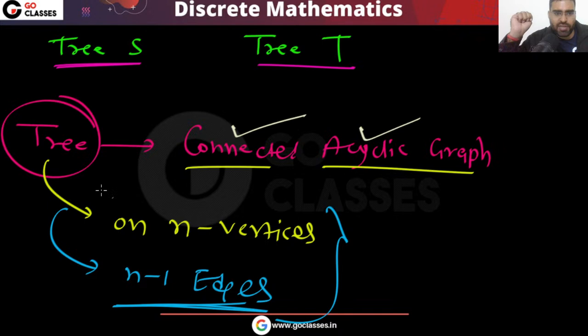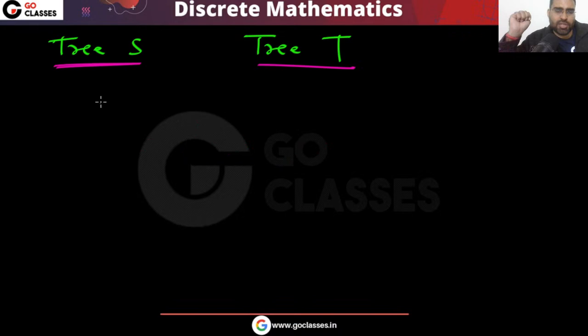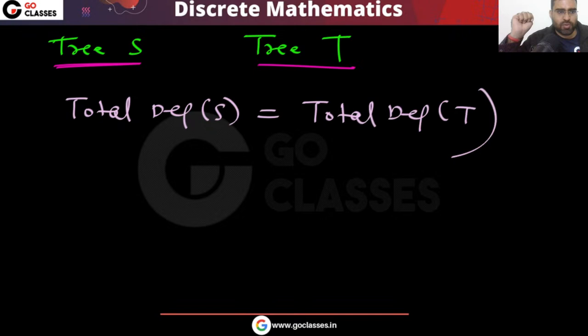Now the question is saying that for this and this, the total degree is the same. The question is saying that the total degree of S is equal to the total degree of T. So tell me, what is the total degree of S? Total degree of S is equal to total degree of T.